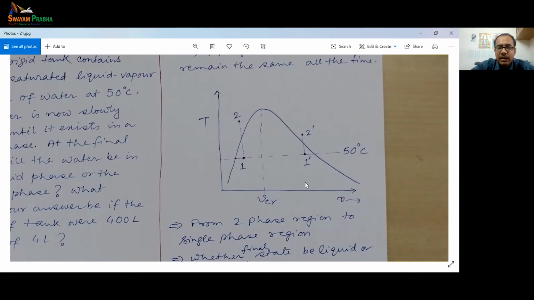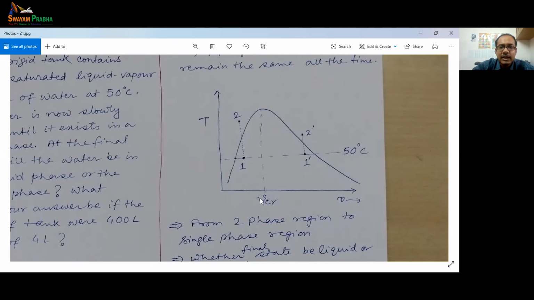But if you are at point 1 prime, see the cursor, it is also in the two-phase region, also at 50 degrees centigrade, right? But now if you increase the temperature, you will reach 2 prime, which is saturated vapor. So you have to know where on this line you are, because only then your answer will be correct. Whether it is liquid phase or vapor phase will depend on where on this line you are, whether at 1 or at 1 prime.